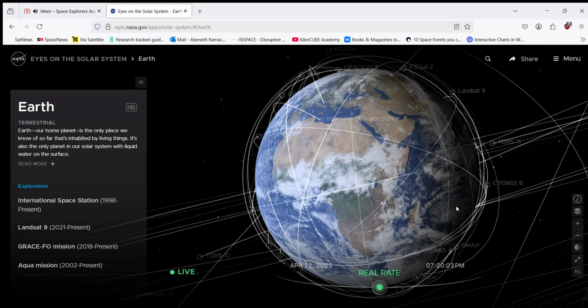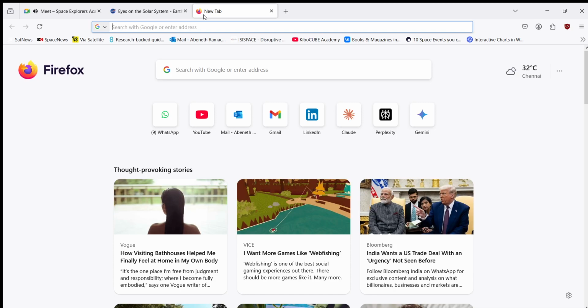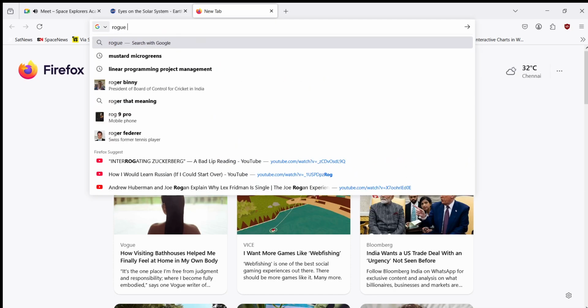What happens if Earth stands in one place? All these things are hypothetical questions. If it is staying at one place, then your Earth will not be in the solar system. It will be somewhere far away. That's called a rogue planet. I'll show you what a rogue planet is.